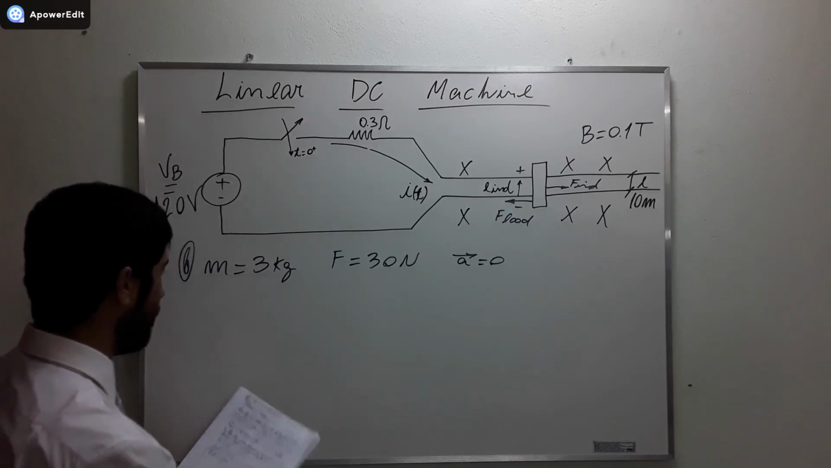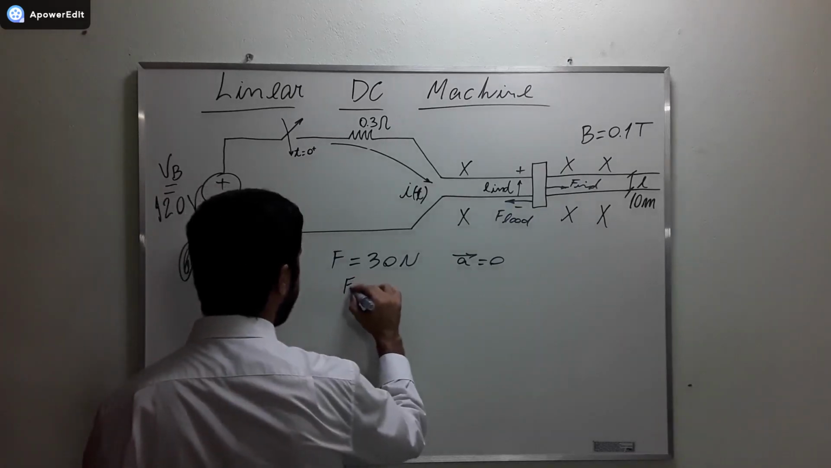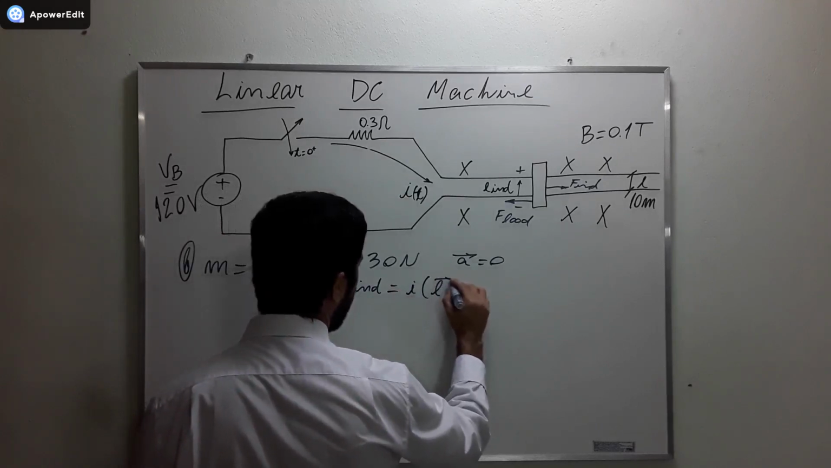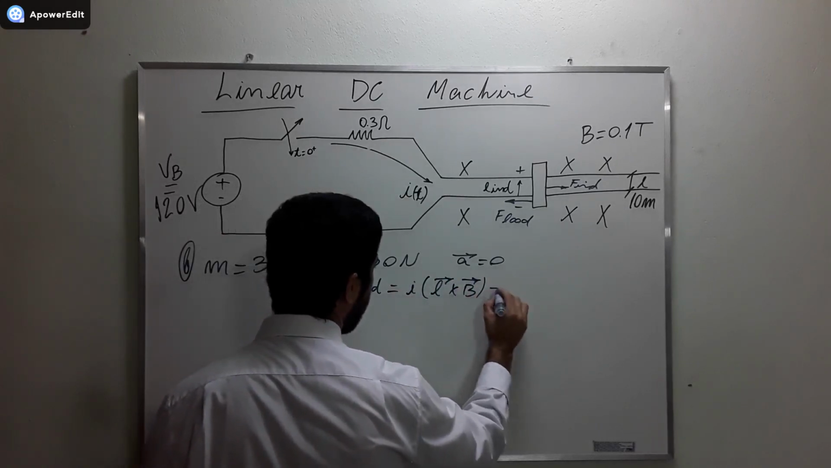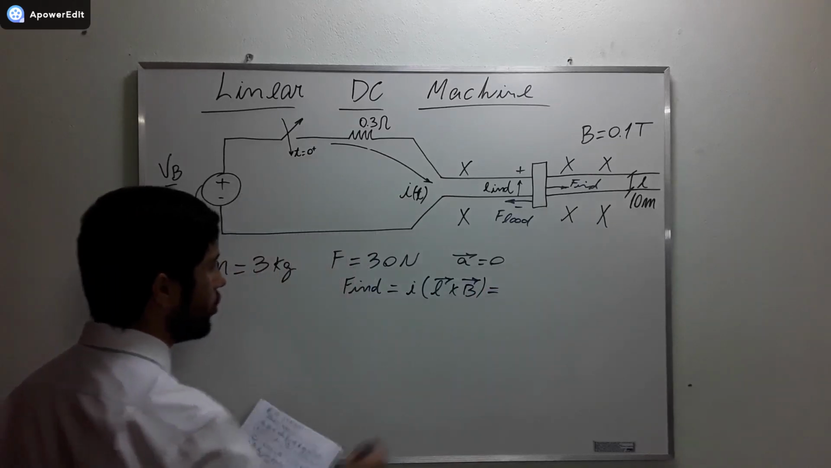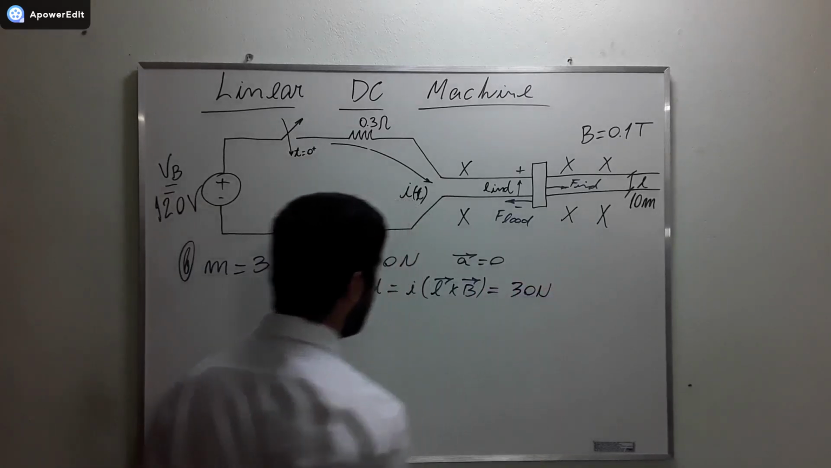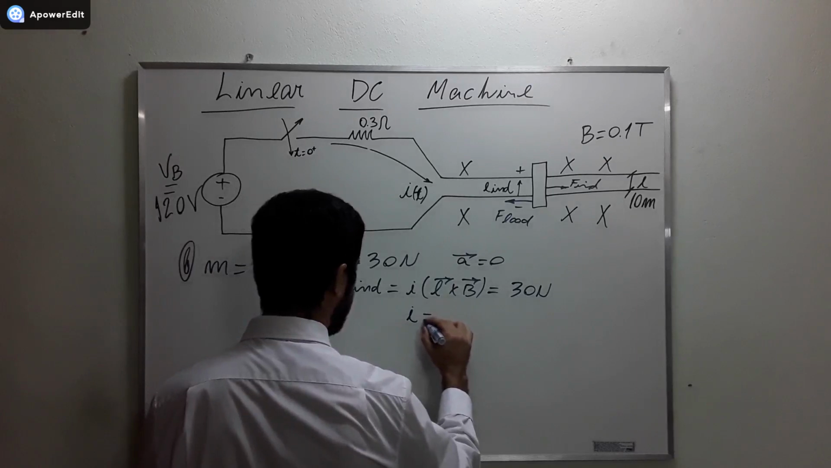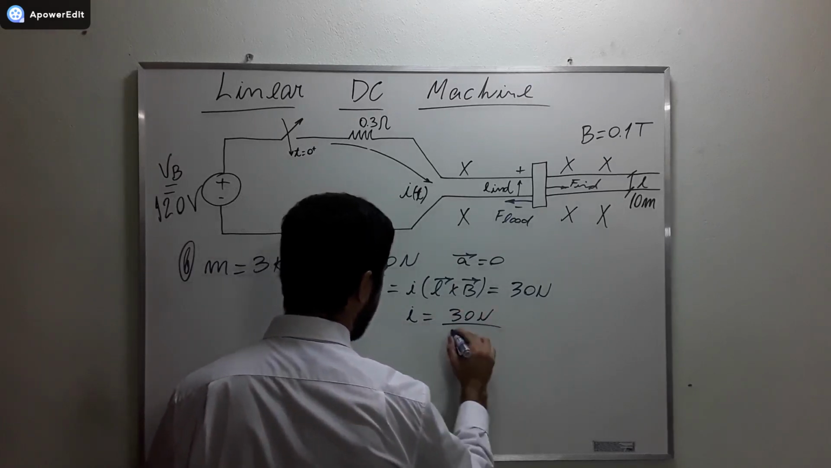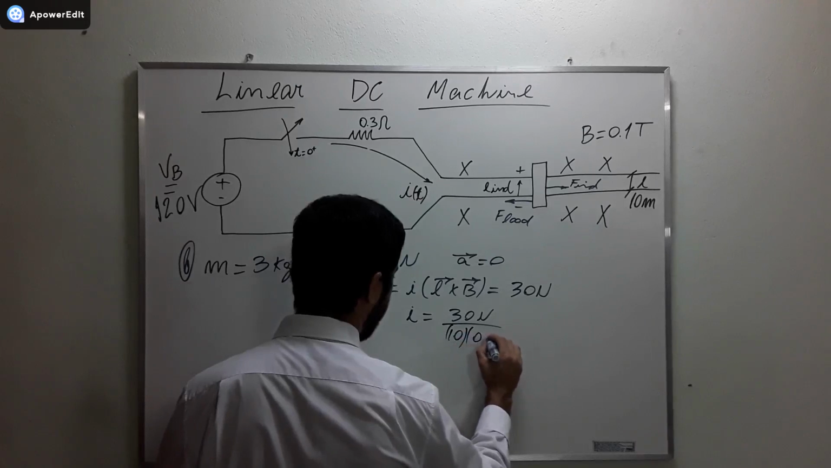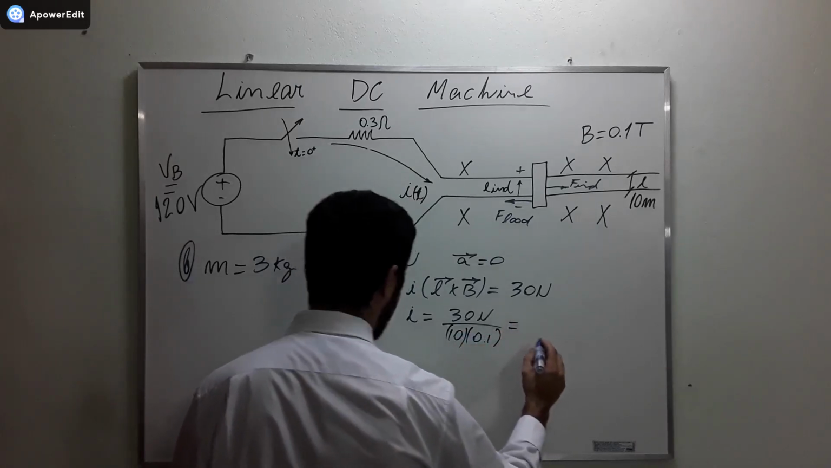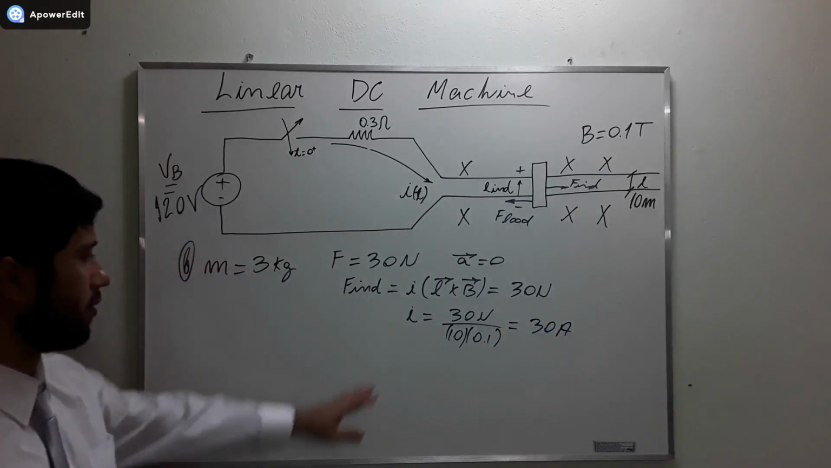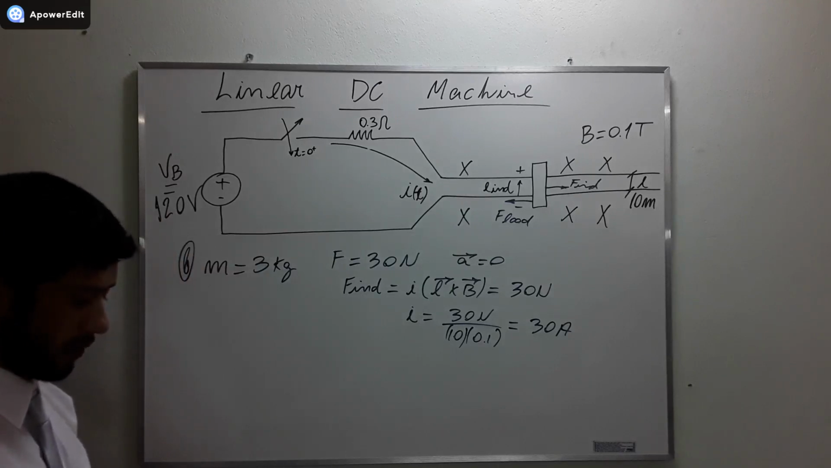And when it happens, we know that the induced force, which is equal to I L cross B, has to be equal to 30 newtons. 30 newtons, okay? And if we divide this 30 newtons by 10 and 0.1, we get the current of 30 amperes. Alright, this is the current that the machine is going to consume at steady state.